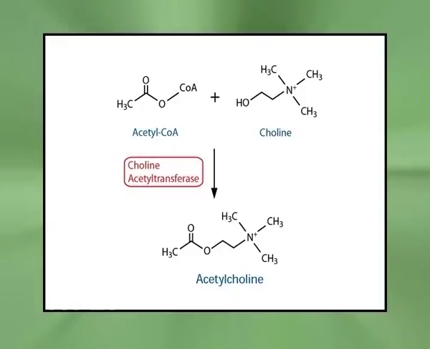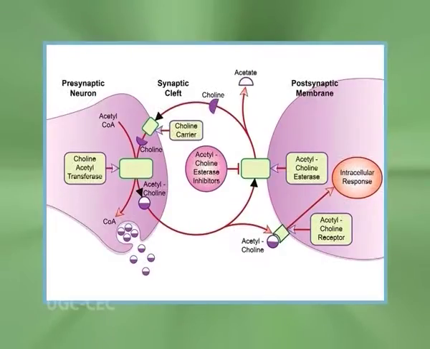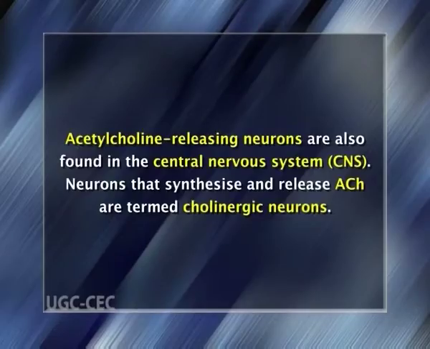Acetylcholine, ACh, is a simple molecule synthesized from choline and acetyl coenzyme A through the action of choline acetyltransferase. Once released, acetylcholine binds to postsynaptic receptors and is degraded by acetylcholinesterase. Acetylcholine releasing neurons are also found in the central nervous system, CNS. Neurons that synthesize and release ACh are termed cholinergic neurons.